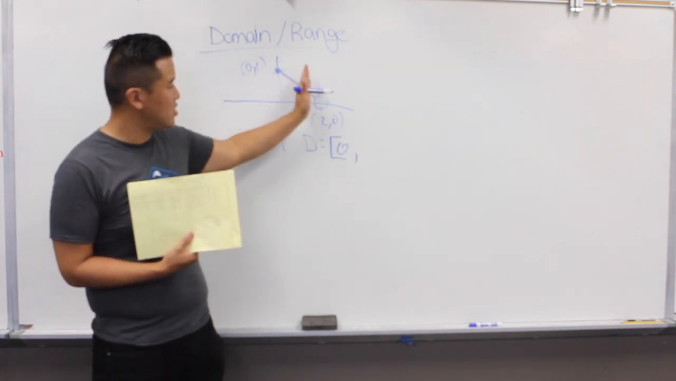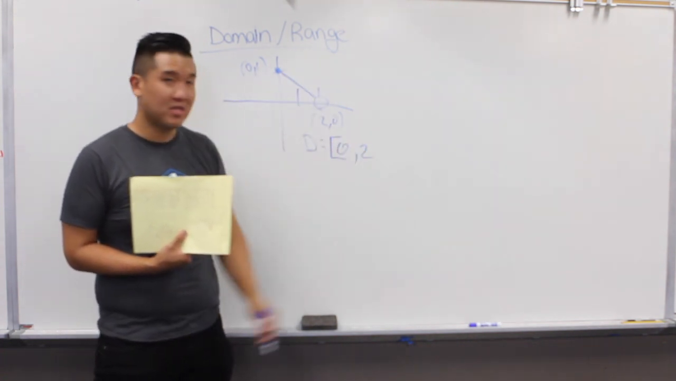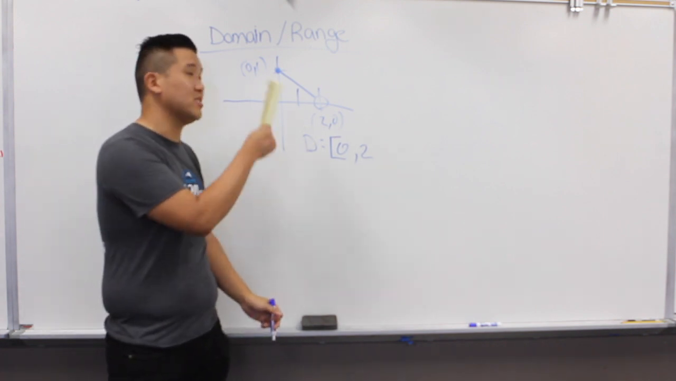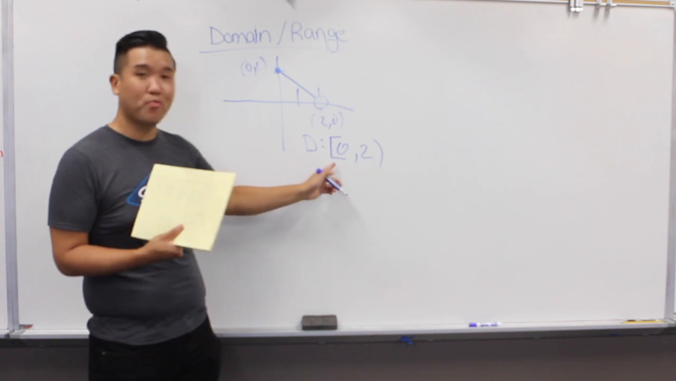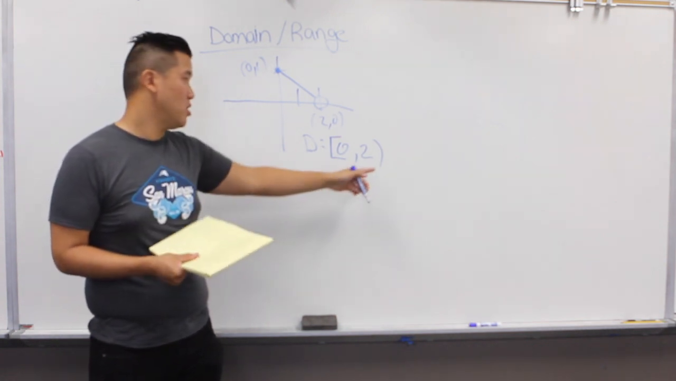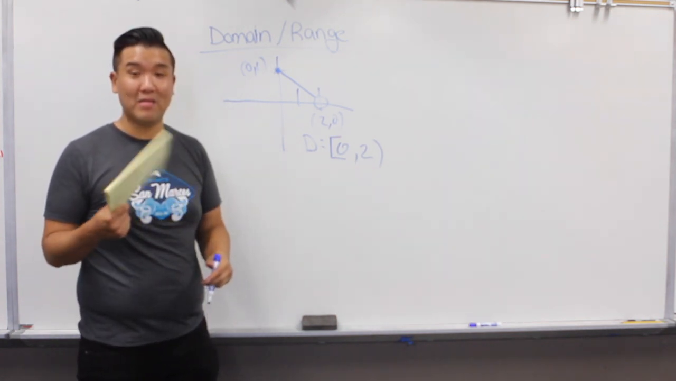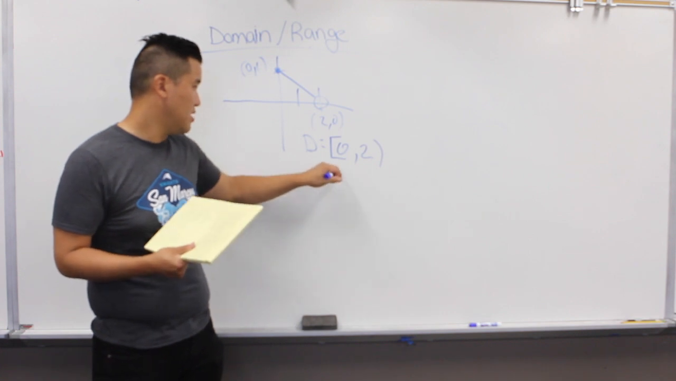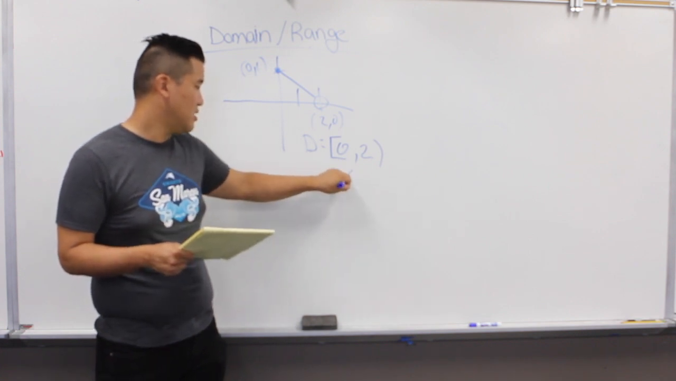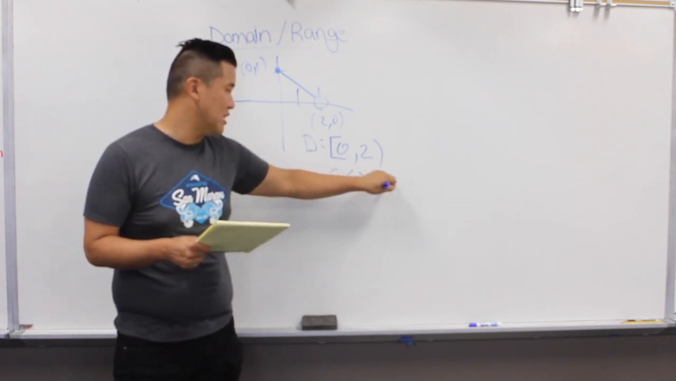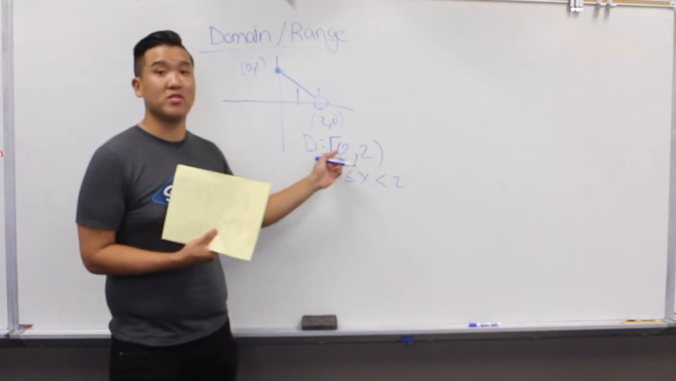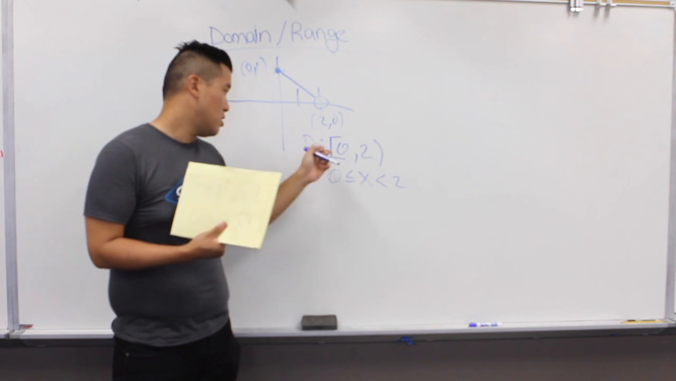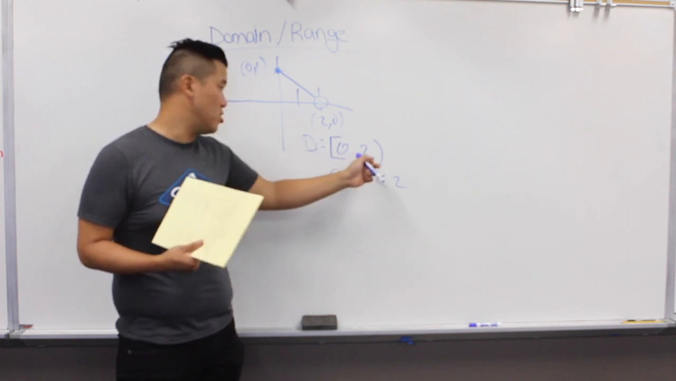How far right does it go? It goes to 2, but does it touch 2? No, because it's an open dot. So then we do that. Closed bracket means equal to. Open bracket means not equal to. So for example, this is pretty much stating x is greater than 0, but it's less than 2. It's not equal to 2. A lot of teachers use this notation as well, closed bracket and open bracket.